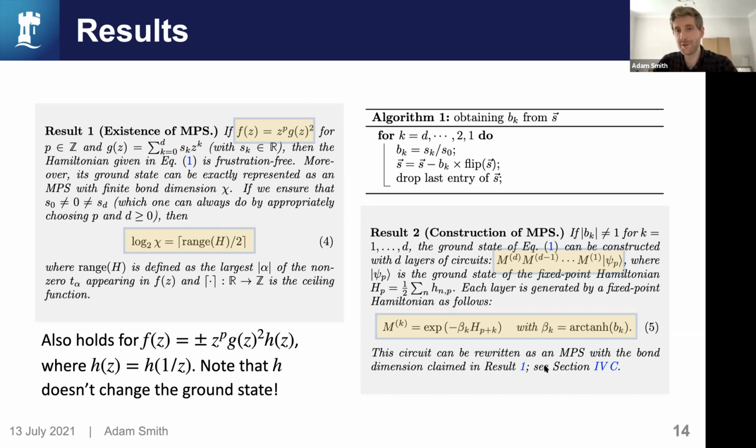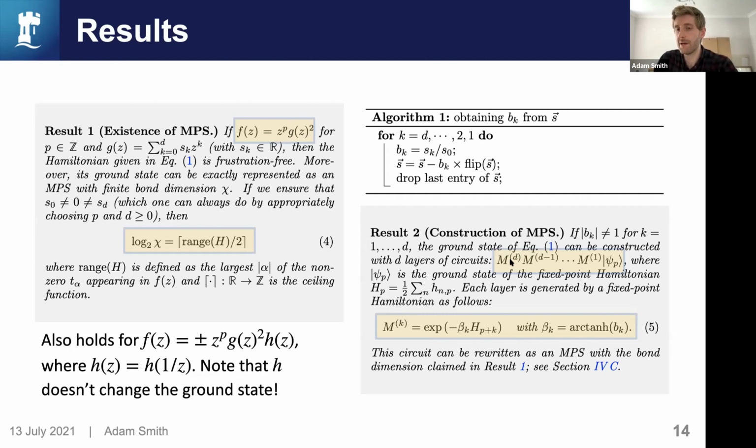And to do this, we have to introduce some algorithm that takes these polynomial coefficients. And then with these coefficients, we essentially come up with a formula of how to build up this matrix product state. Quite simply, how this works is we start from some fixed point ground state, and this is set by this z to the power p part of the polynomial.